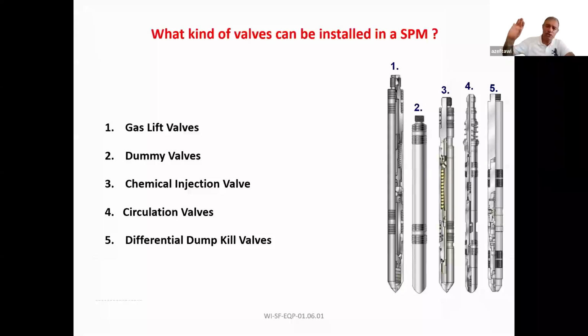Because if you circulate with a high rate, this will create friction on the profile. After you finish the job, you put back the gas lift valve, it will not set, it will leak, because you damaged the profile. That's why if you ask me this question, what is the purpose of the circulation valve? My answer is to protect your profile. This is the main reason for using the circulation valve. It is to protect your profile.